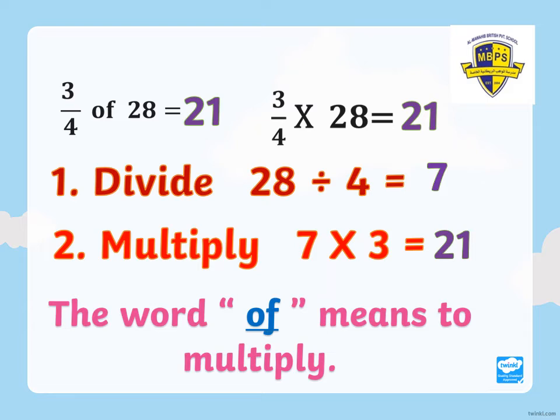28. Now let's go to step 2. In step 2, you need to multiply the answer with the numerator. Now what is the numerator in the fraction? Very good. The numerator is 3 and the answer is 7. So 7 multiplied by 3 is equal to how much? Very good. 7 multiplied by 3 or 3 multiplied by 7, it's the same, is equal to 21. So the answer for this question, 3/4 of 28 is equal to 21.